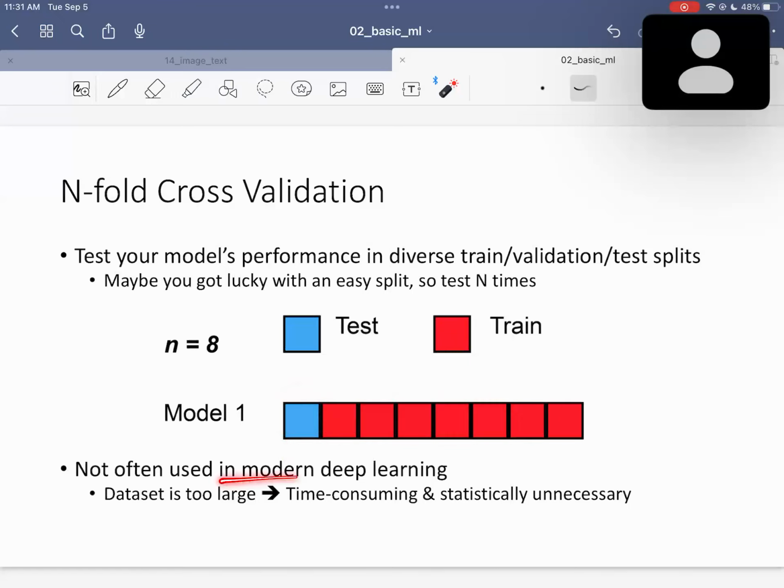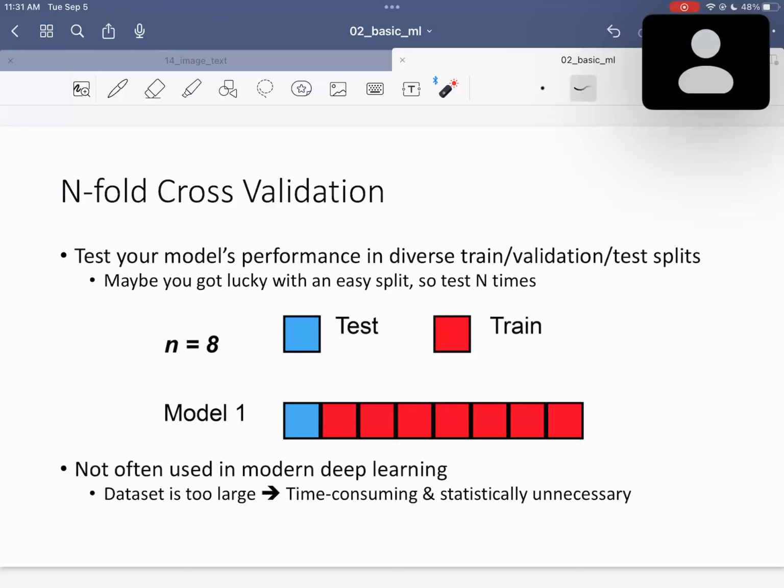But in modern deep learning, the data set is too large. If you have trillions of samples and you want to run 10-fold or 5-fold cross-validation, you need to train your model 5 times. Basically, when you do n-fold cross-validation, you need to train your model n times. So if it takes a month to train one model, then even 5-fold cross-validation means running it for 5 months. So it's not really realistic, right?